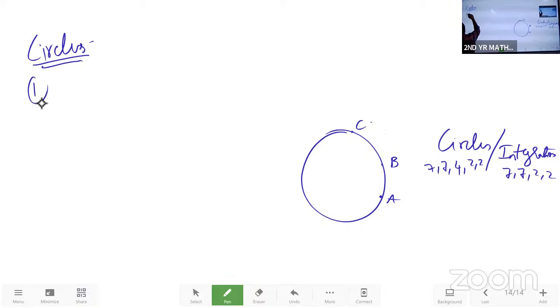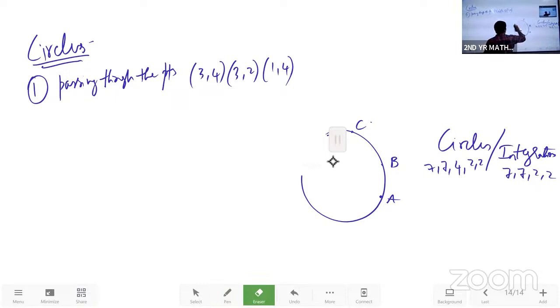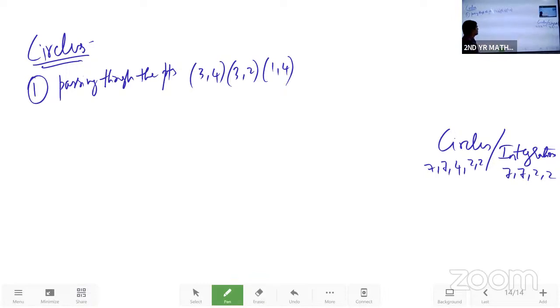Now, I will take one question. Find the equation of the circle passing through the points, 3 points I said: (3, 4), (3, 2), (1, 4). I will do one problem and the remaining part you can try. Is it clear? I will do one sum, just how to do the sum.